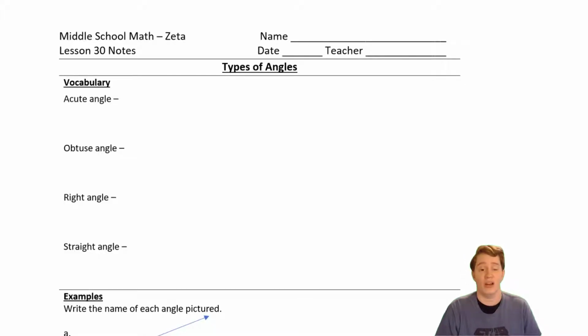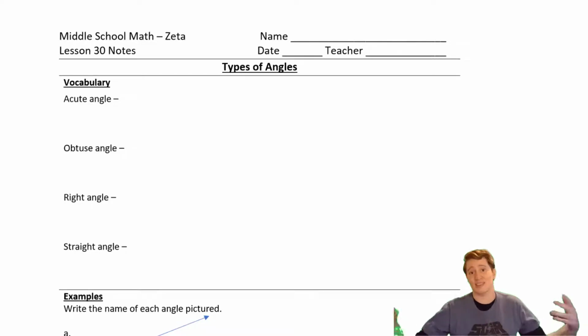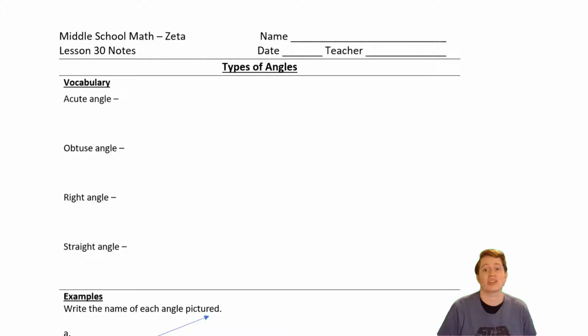This is for Matthew C using the Zeta book, and we are on lesson 30, which is the last lesson of the book. I know I'm excited. I hope you're excited too. Not only is it the last lesson, but I'm going to be honest, this seems like a pretty easy lesson because we're really just talking about different types of angles. So I've got those angles listed here. Acute, obtuse, right, and straight.